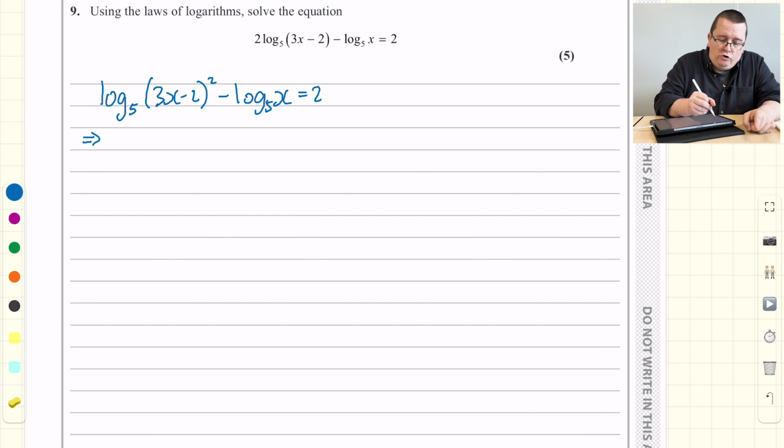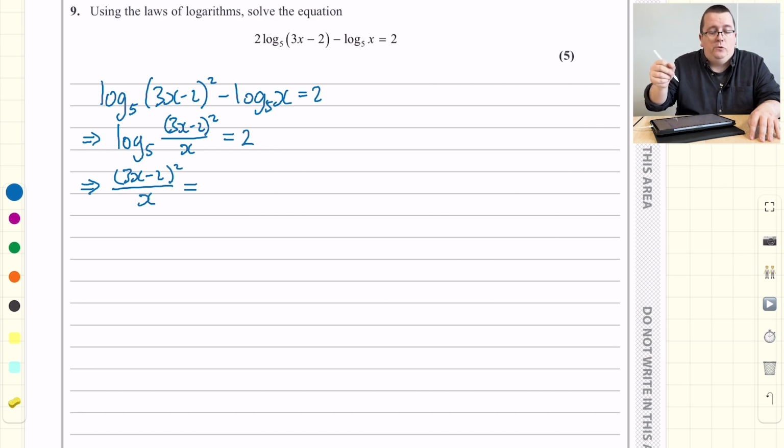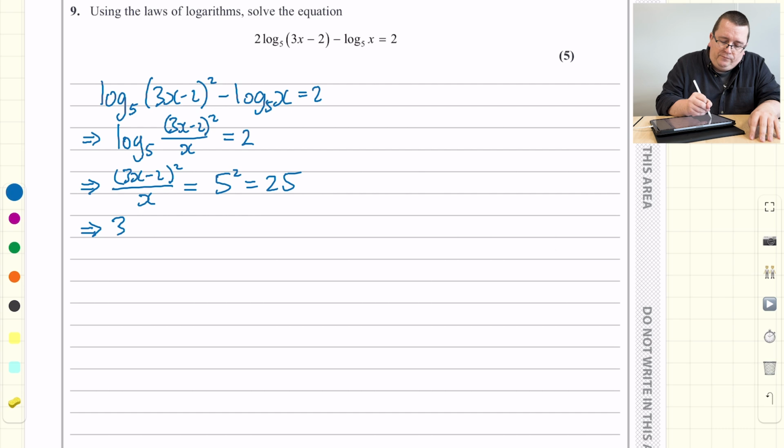So now let's use the quotient rule. So we have log base 5 of (3x take away 2) squared over x is equal to 2. So now let's convert the logarithm into exponential form. So we have (3x take away 2) squared over x is going to be equal to 5 to the power of 2, so 5 squared, which is 25. Multiply both sides by x. So (3x take away 2) all squared is equal to 25x.